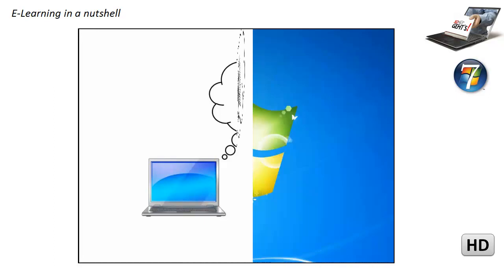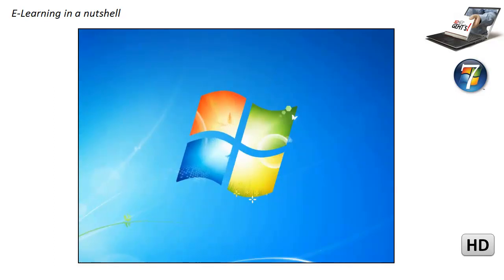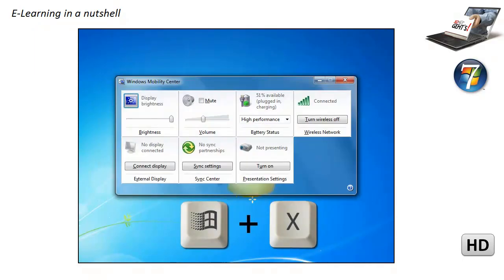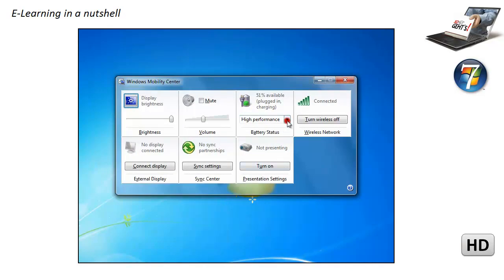Here's how. First, the good news, Windows 7 uses less power than its predecessor. That means that the battery will provide power for longer. But this can be optimized even more. Start the Mobility Center using the Windows key plus X. Here, you can select a preset power plan. You'll save the most power with Power Saver.